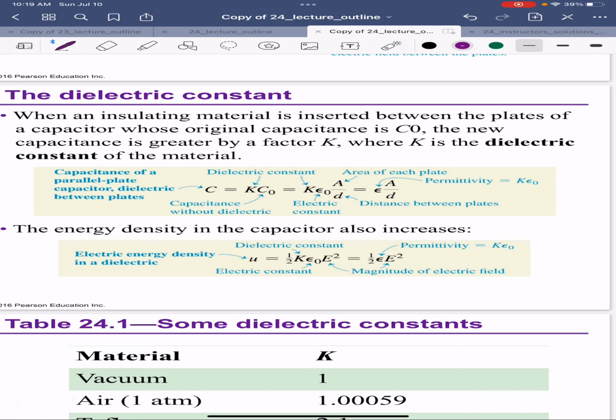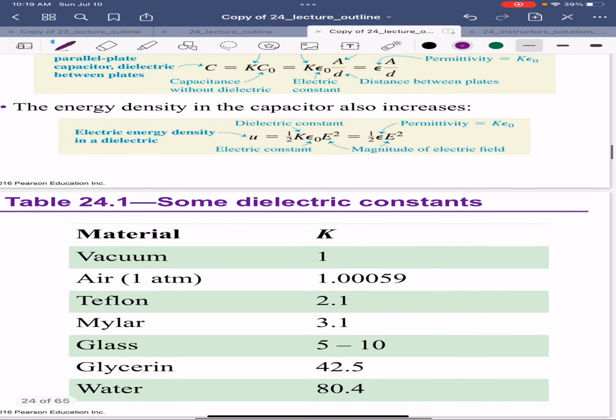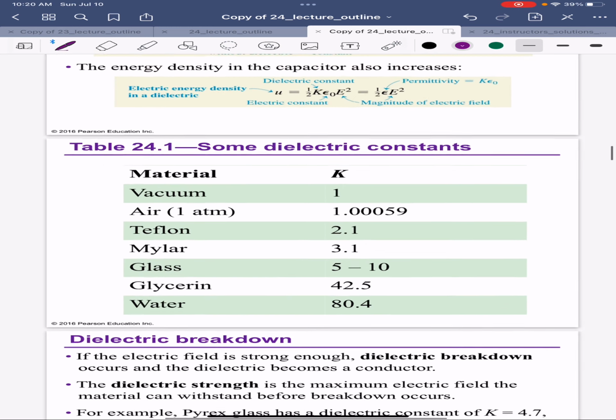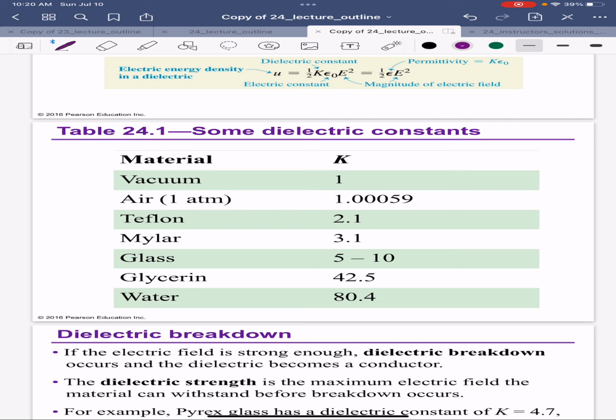Now, the permittivity we now call K times epsilon 0, where it is the dielectric constant times the electric constant. Some of the dielectric constants are listed here for different materials. We consider a vacuum as 1, and also air to some extent is 1, because it is 1.00059. Teflon, which we will use in one of the examples, is 2.1, and here are different materials.